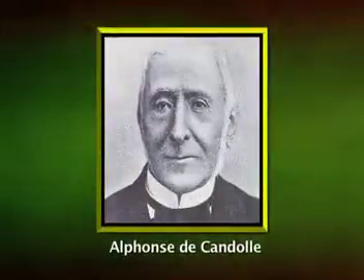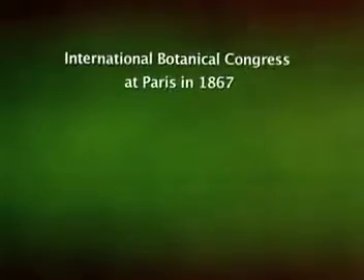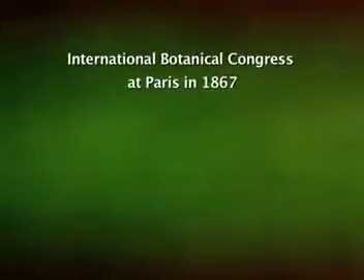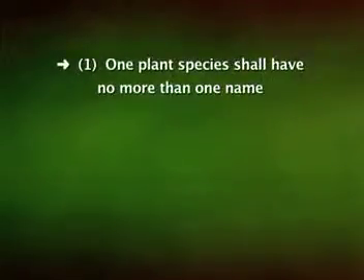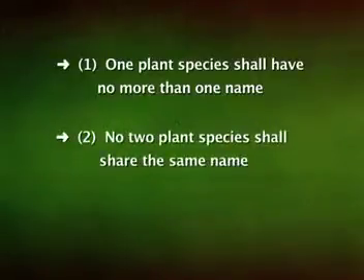Alphonse de Candolle drew up 4 simple lois, or laws, which were aimed at resolving the chaos in plant nomenclature. The Paris International Botanical Congress of 1867 adopted their laws, which were: first, one plant species shall have no more than one name, and second, no two plant species shall share the same name.